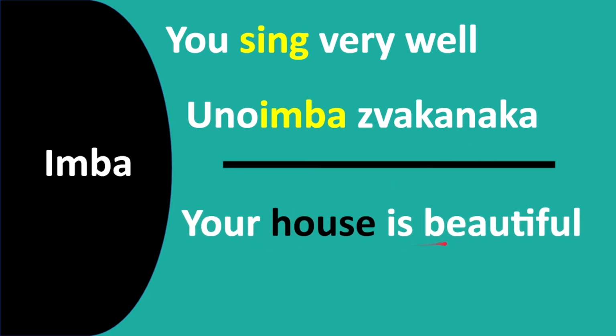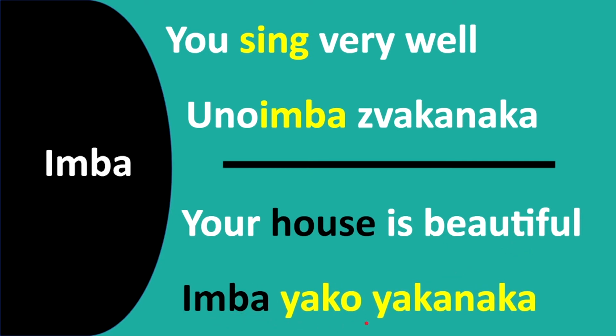Your house is beautiful. Imba yako yakanaka. Your house, imba yako, is beautiful, yakanaka. So sing, it's imba. House, it's imba. I hope that helps to cement the different pronunciations into your head. Let's go to the other word.